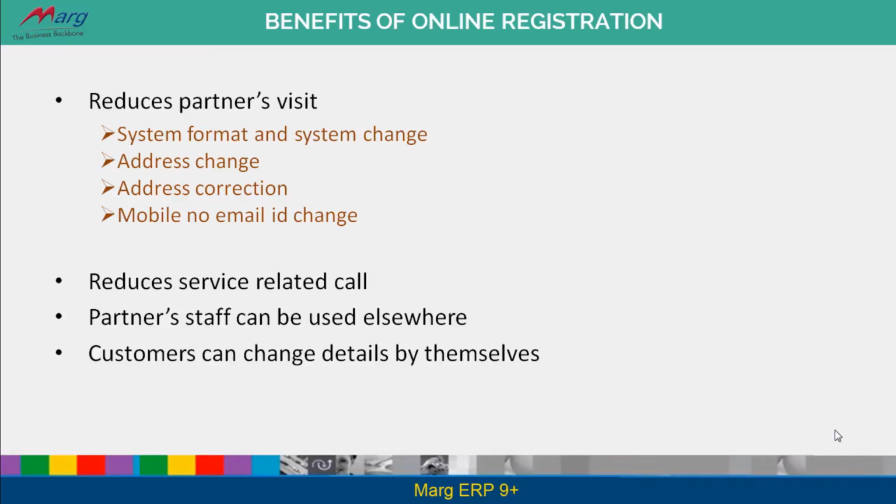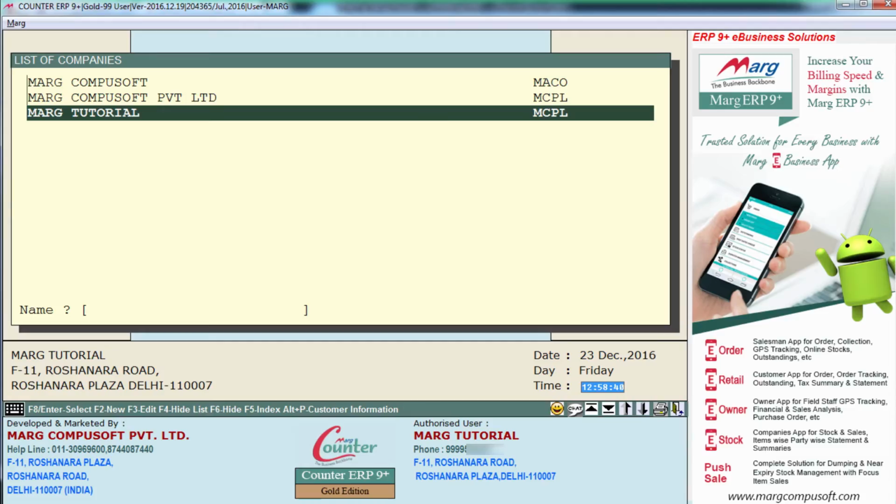Next is customers can change details by themselves. Customers can change details of their license at their own convenience by themselves. They won't have to call the channel partner for that. So now let's see the process of online registration.